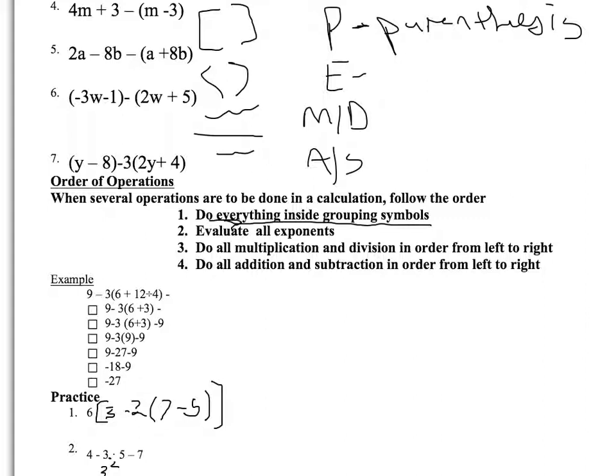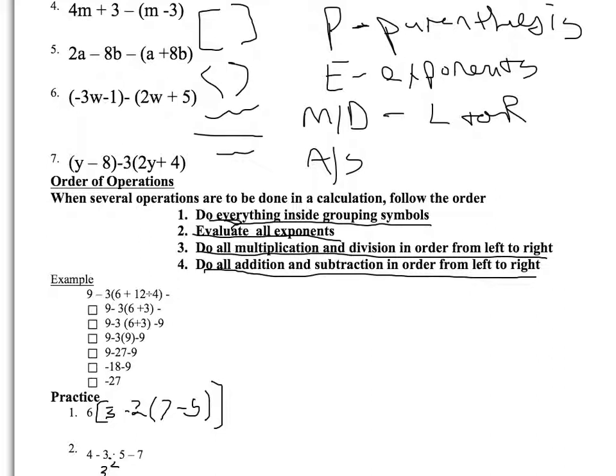Second thing is exponents. So you always want to evaluate all your exponents second. Third thing, and you'll notice it says it right here, third thing we want to do is we want to do all multiplication and division. And we do this from left to right. So it's not that multiplication is more important than division or anything like that. It's when we have multiplication and division in a problem, left to right. And then finally, we finish our order of operations by addition and subtraction. And once again, that's from left to right.